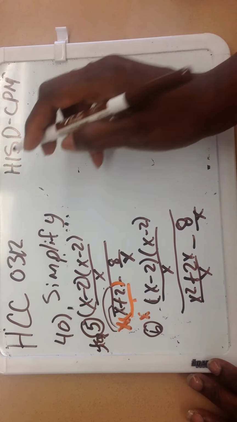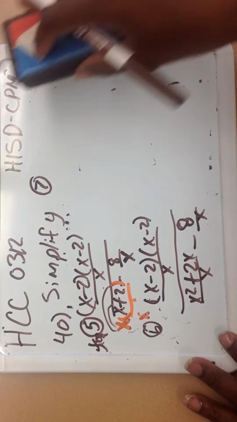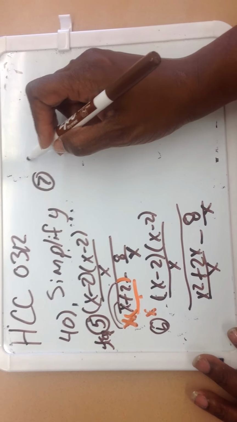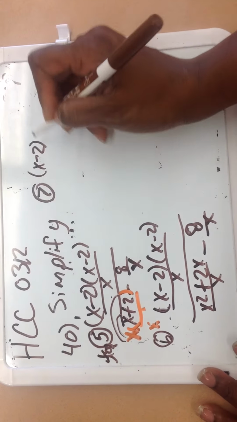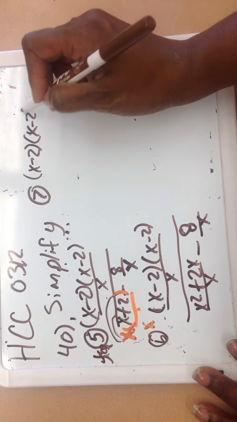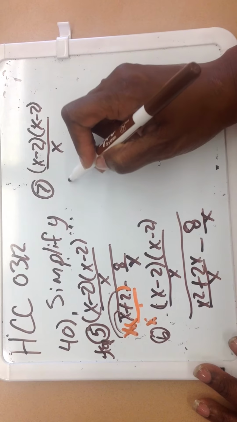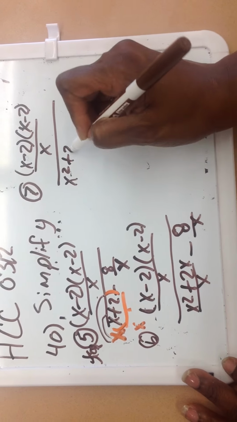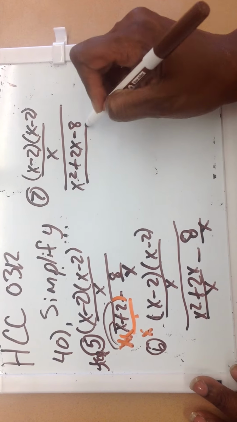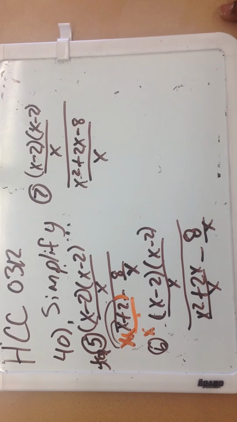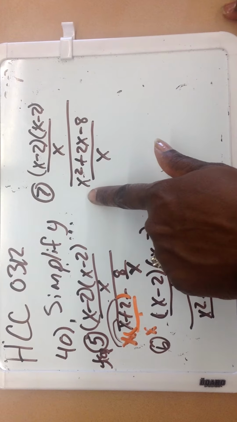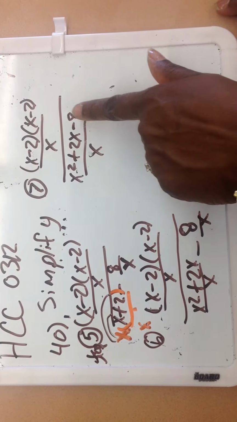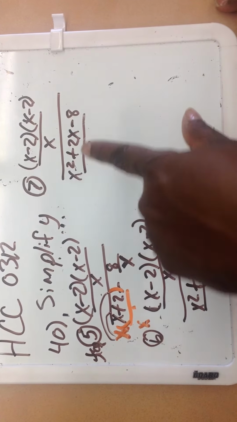So at our step 7, we would have the numerator as such, x minus 2 times x minus 2 all over x, over x squared plus 2x minus 8 all over x. We're almost done, students, because all we need to do now is take this x squared plus 2x minus 8. It is a trinomial. We simplify a trinomial by making it 2 binomials.